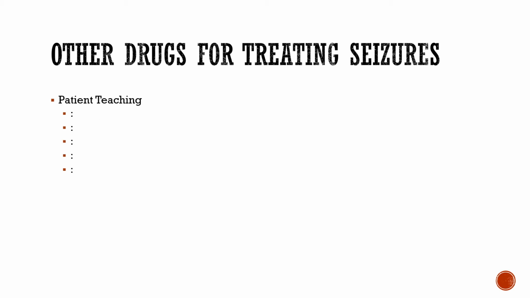anti-epileptic drugs. Our patient teaching: take as prescribed. Of course, avoid pregnancy. Discuss other prescriptions and OTC medicines with their doctor. We'll want to warn them about that rash. If they start noticing a rash occurring, notify the provider. And with a lot of these, again, they'll need periodic lab work.